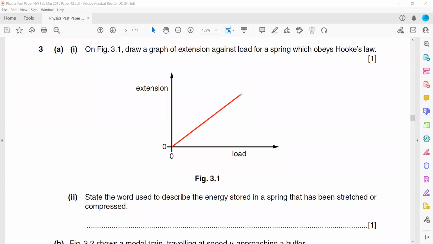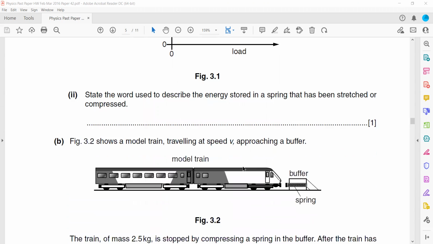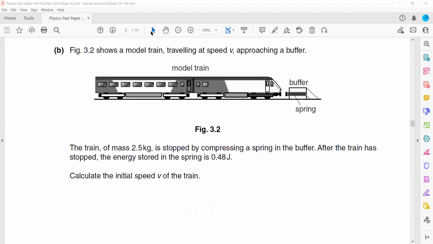State the word used to describe the energy stored in the spring that has been stretched or compressed. So the term which we use for the energy stored due to deformation, a change in length, shape or size, we call that elastic strain energy. So here we can say that is strain energy, or you can say elastic strain energy. Whenever an object is compressed, stretched, or deformed, changing shape, length or size, we call that elastic strain energy.